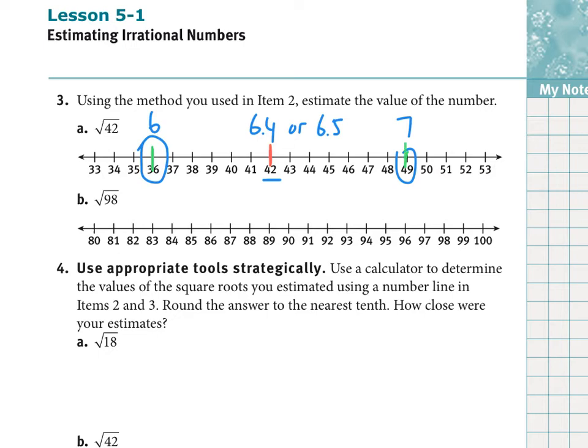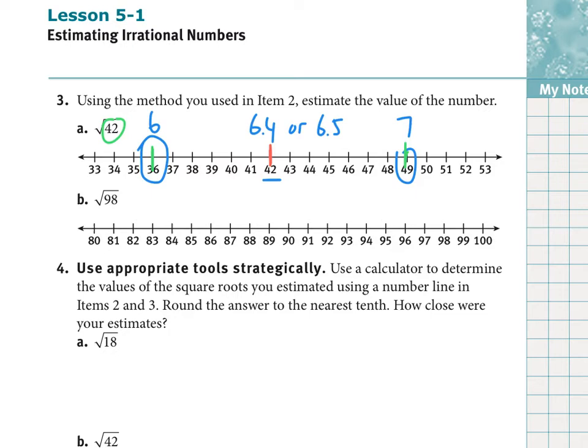Okay, because again, it's pretty much right in the middle of two numbers that are perfect squares. Okay, I was looking for the 42, right? The 42, it's only 6 units away from 36, but it's 7 units away from 49. So it's probably a little closer to 6.4, but also fairly close to 6.5.